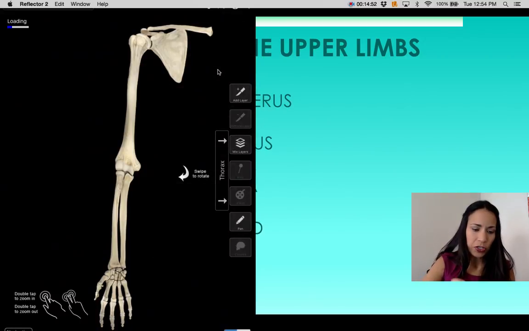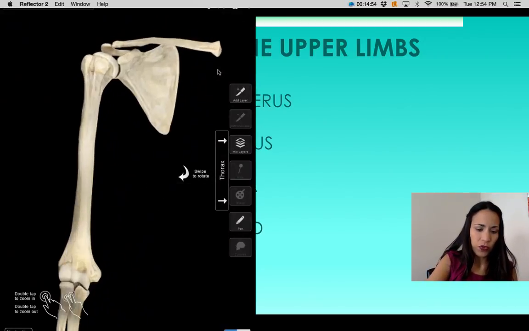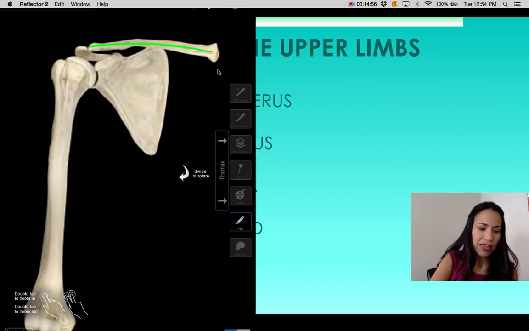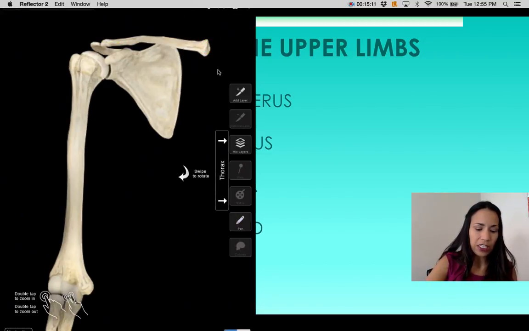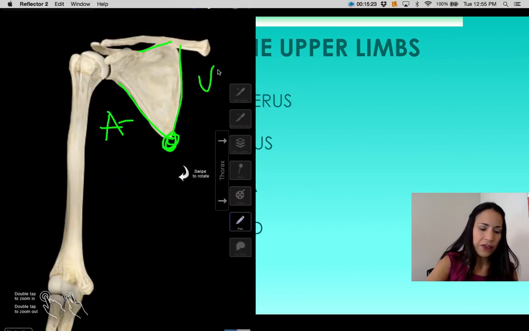Okay. Pectoral girdle. What are the two bones forming the pectoral girdle? The clavicle and the scapula. What can we identify on the clavicle? The sternal end and the flat acromial end. What can we identify in the anterior aspect of the scapula? The superior, the medial or vertebral border, the lateral or axillary border. This is the inferior angle, the superior angle, and the lateral angle.